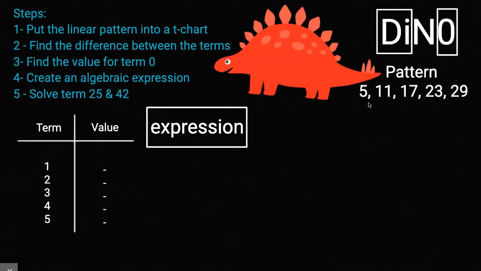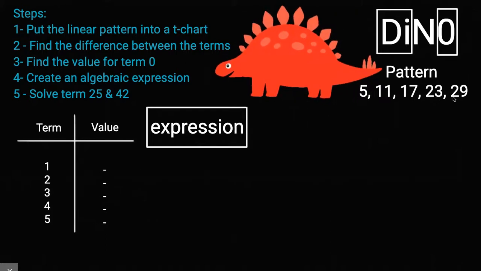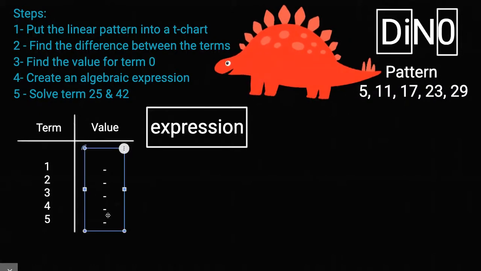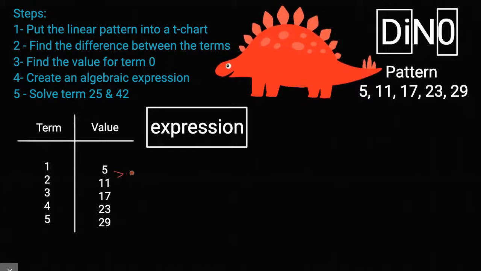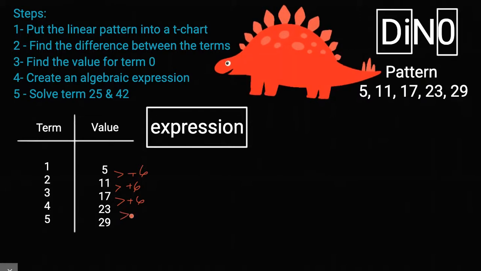Question 7 is 5, 11, 17, 23, 29. Again, step 1, put the linear pattern into a T-chart. So I'm going to start by doing that. 5, 11, 17, 23, 29. Awesome. Find the difference between the terms. The difference between 5 and 11 is again plus 6. 11 and 17 is plus 6. The difference between 17 and 23 is plus 6. And the difference between 23 and 29 is plus 6.